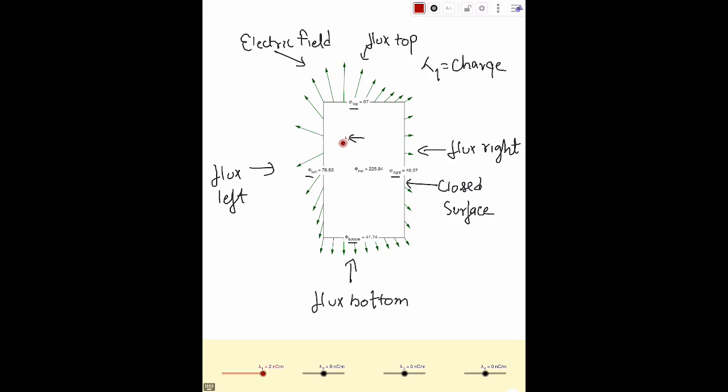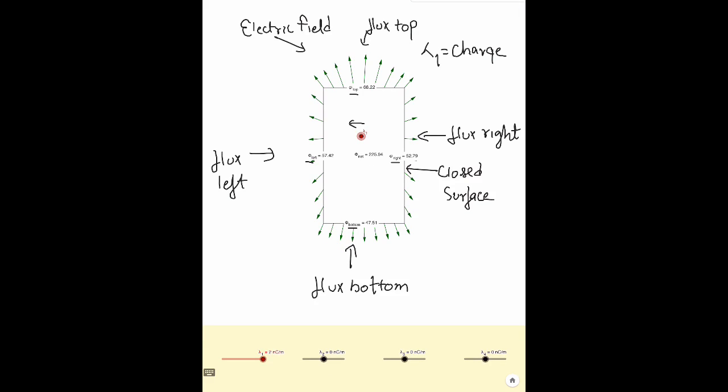Essentially, there is some electric field coming out from the top, so there is some flux. There is some electric field coming out from the left, so there is some flux from the left side. There is some electric field coming out from the bottom, so there is flux from the bottom. And there is some electric field coming out from the right, so we have flux from the right.